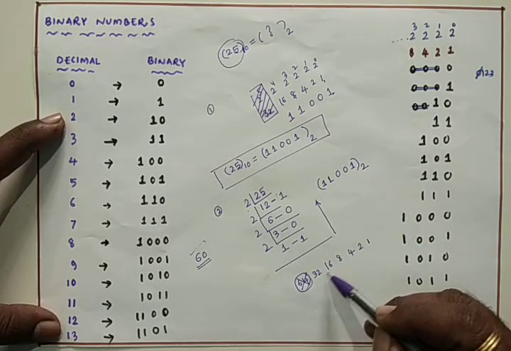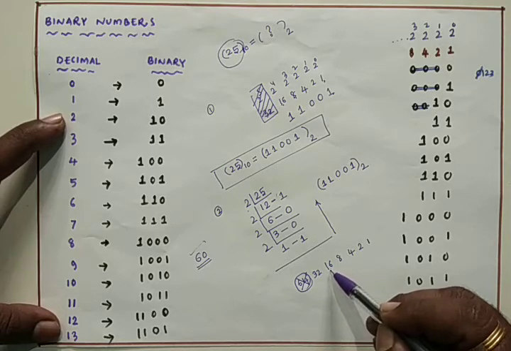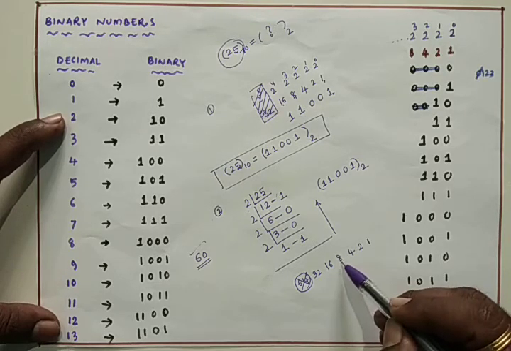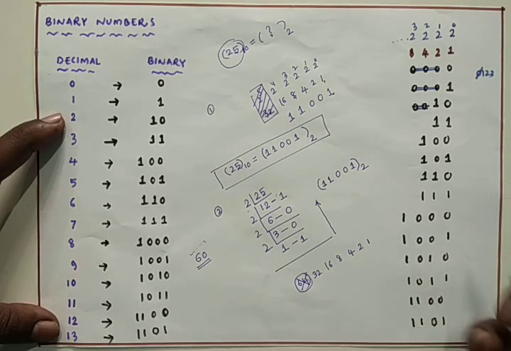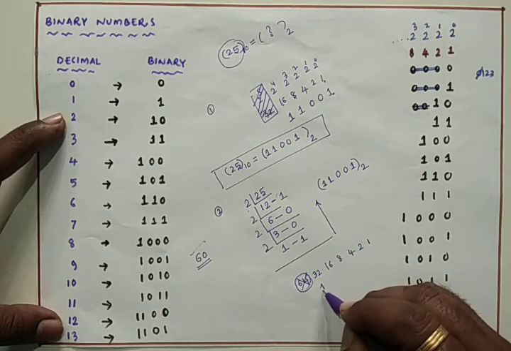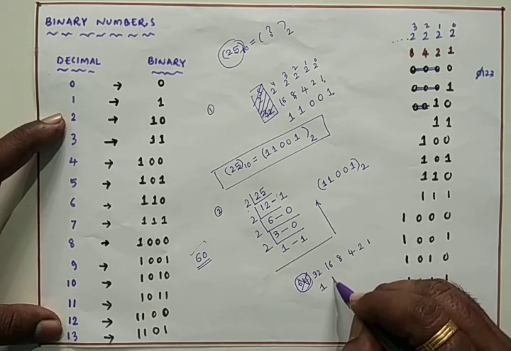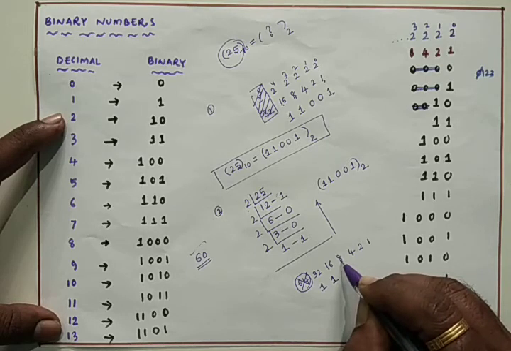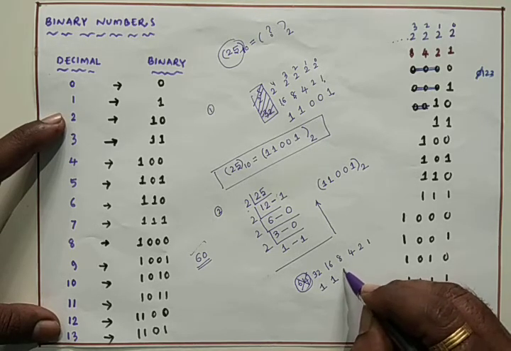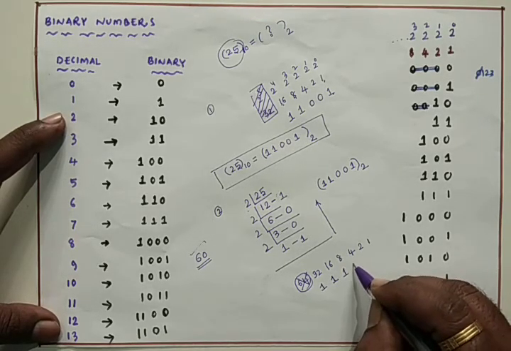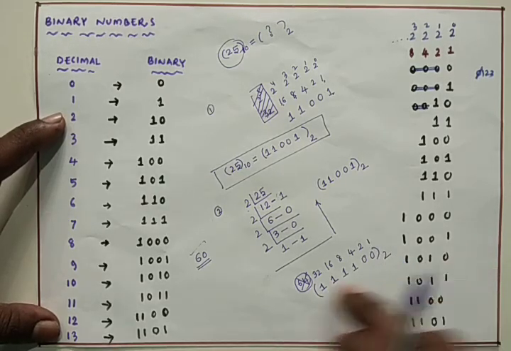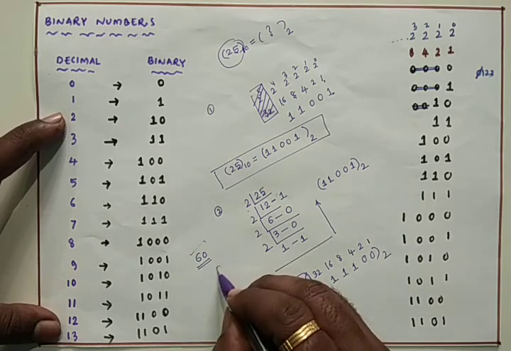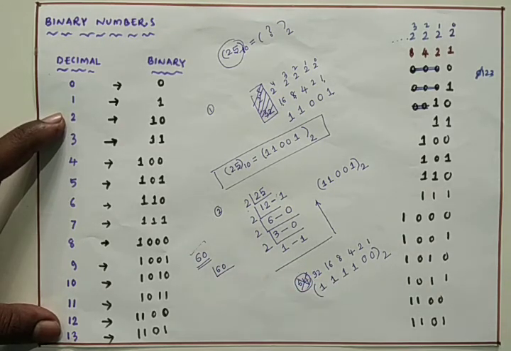Here 32 plus 16 is 48. 48 plus 8 is 56. 56 plus 4 is 60, and the remaining I don't require. This is the equivalent binary number for 60. And we can verify it with another method also.